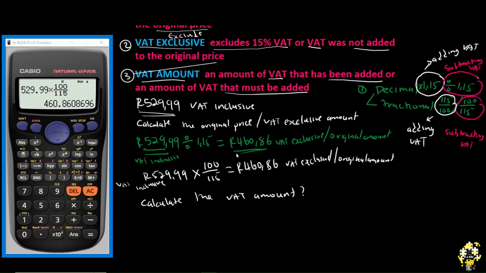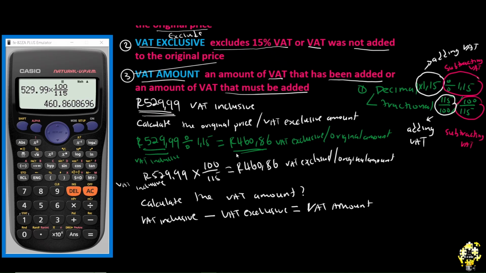So let's say this is the amount that we were given, 529.99. It is VAT inclusive, and we're asked to calculate the VAT amount. We're going to start like this. Why? Because in order for you to calculate the VAT amount, this is the simple formula that you can use. You can simply say that VAT inclusive amount subtracting the VAT exclusive amount, or the original amount, equals the VAT amount. Let's see if this does make sense and also if it does work.